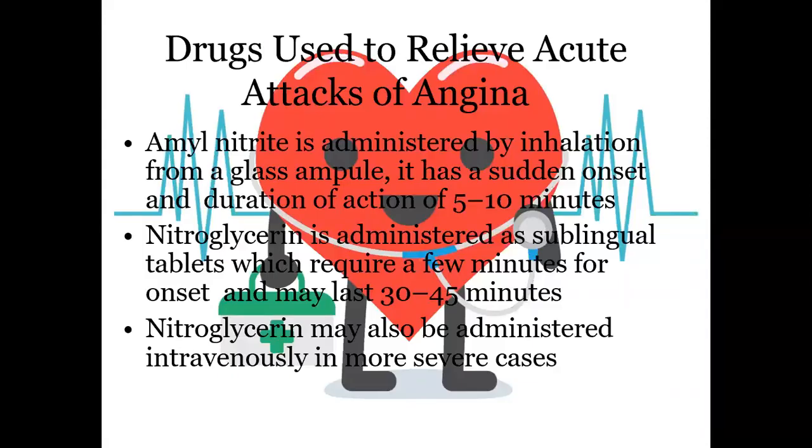Drugs which are used to relieve acute attacks of angina. Amyl nitrite is administered by inhalation from a glass ampule. It has a sudden onset and duration of action is 5 to 10 minutes. Nitroglycerin is administered as sublingual tablets which require a few minutes for onset and may last for 30 to 45 minutes. Nitroglycerin also may be administered intravenously in more severe cases.